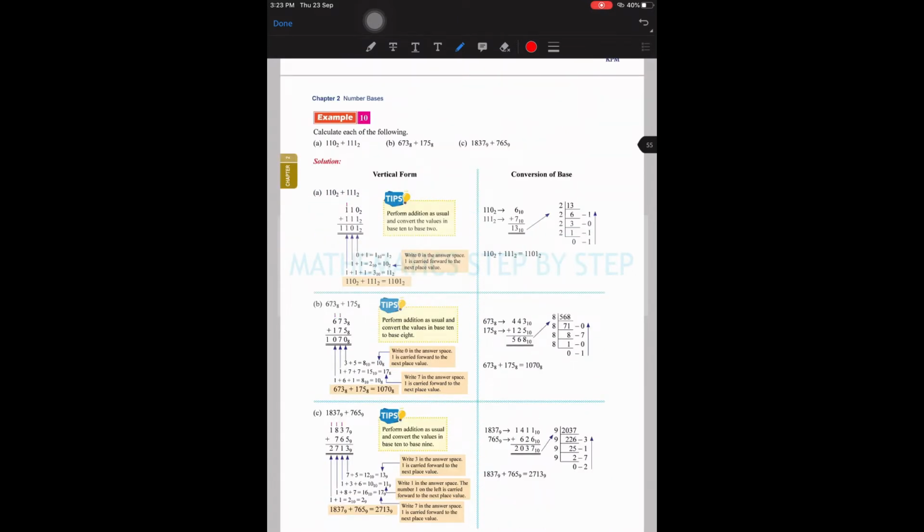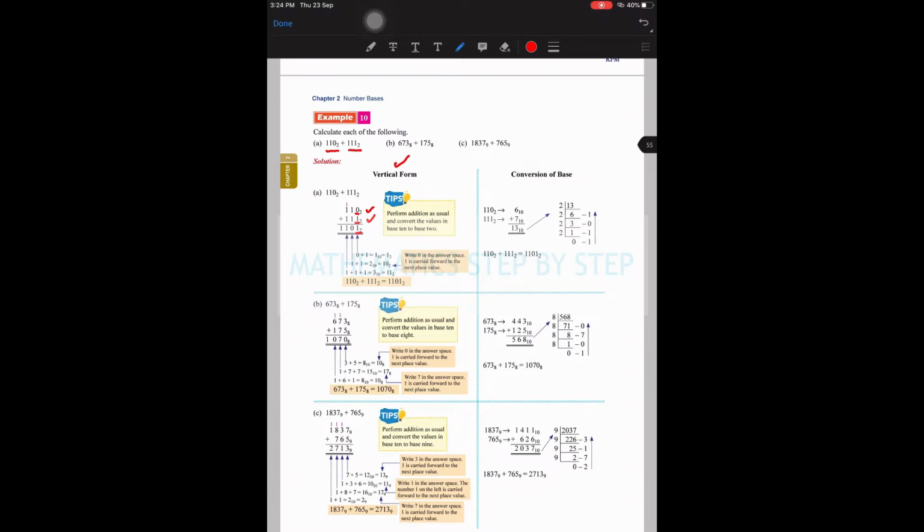Example 10. Calculate each of the following: 110 base 2 plus 111 base 2, okay? So let's look at the vertical form first. 110 base 2 plus 111 base 2. So 0 plus 1 gives us 1 here, okay? 1 plus 1 gives us 2.